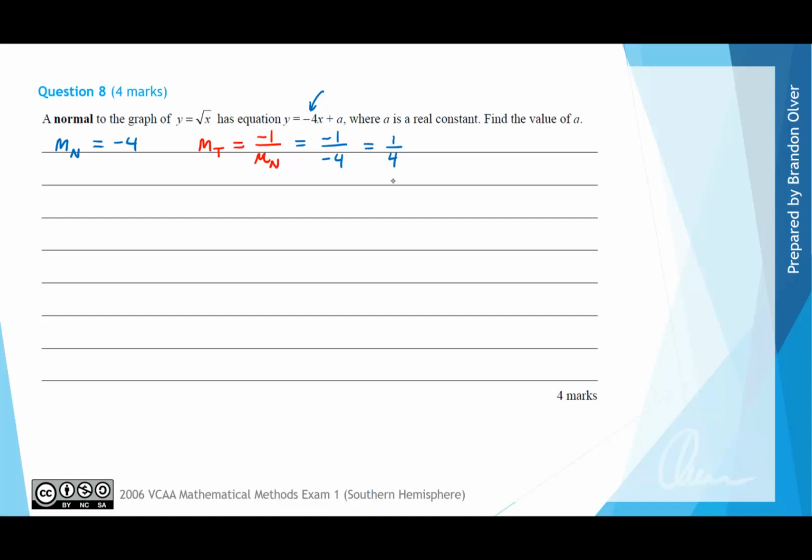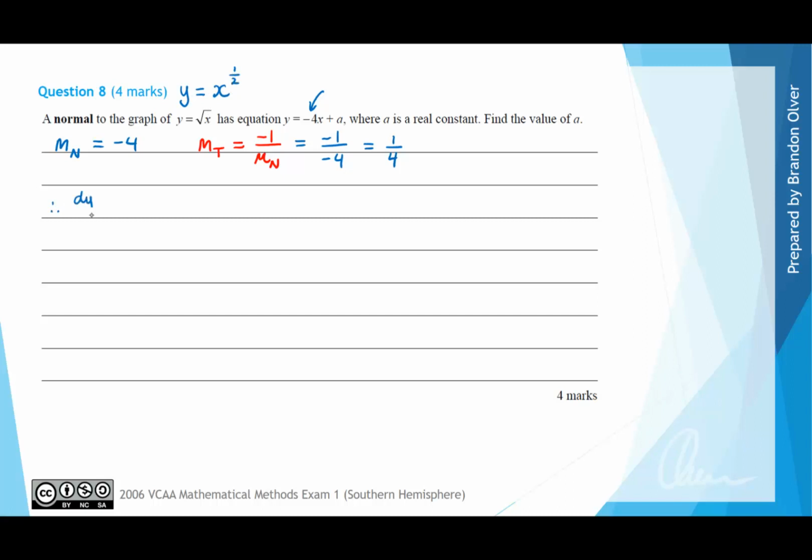And the reason why we wanted to do that is that once we differentiate the function y equals the square root of x, we can equate the derivative with the gradient of the tangent line, but not with the gradient of the normal line. So when we calculate our derivative, we can also note that y equals the square root of x can be written as x to the power of a positive half.